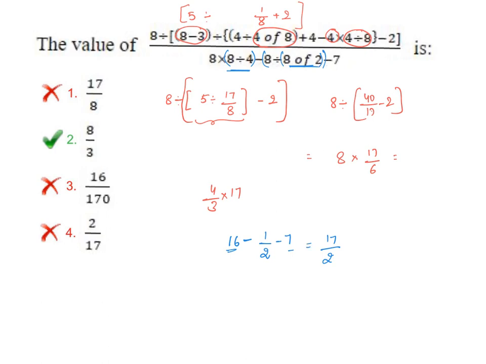This is your denominator. So take it into the denominator, 17 by 2. The 17s anyway cancel. 2 1s are, 2 3s are. So 8 by 3. I've simplified it here, but anyway, even if you take anything, it will be the same.